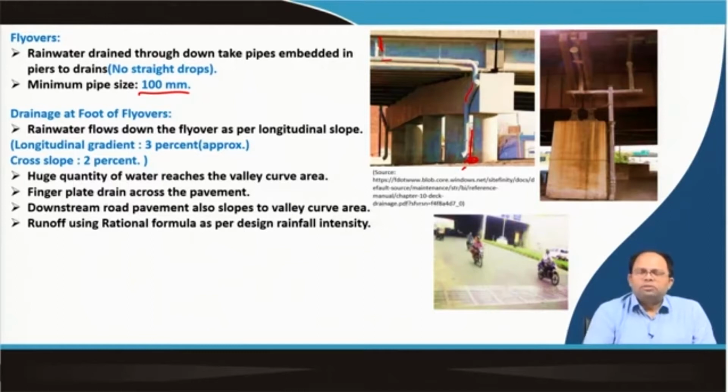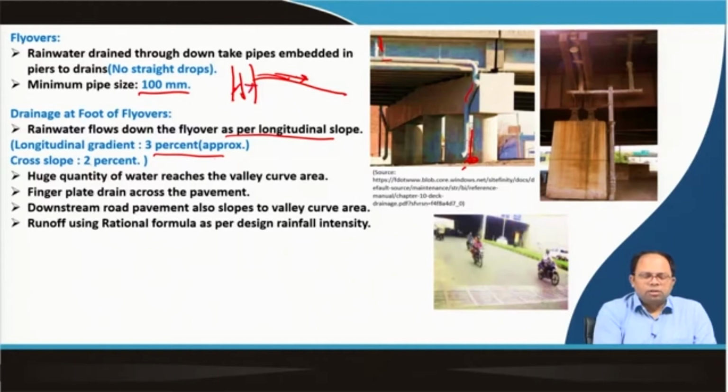But not all water comes via the inlet. Some water flows over the flyover and goes towards the bottom of the flyover. Usually flyovers have a longitudinal slope, so water will flow along the longitudinal slope, and this gradient is around 3%. Plus there is sometimes a cross slope also given, which is around 2%. So the water not only goes down but also goes towards the side. A huge quantity of water reaches the ground over here.